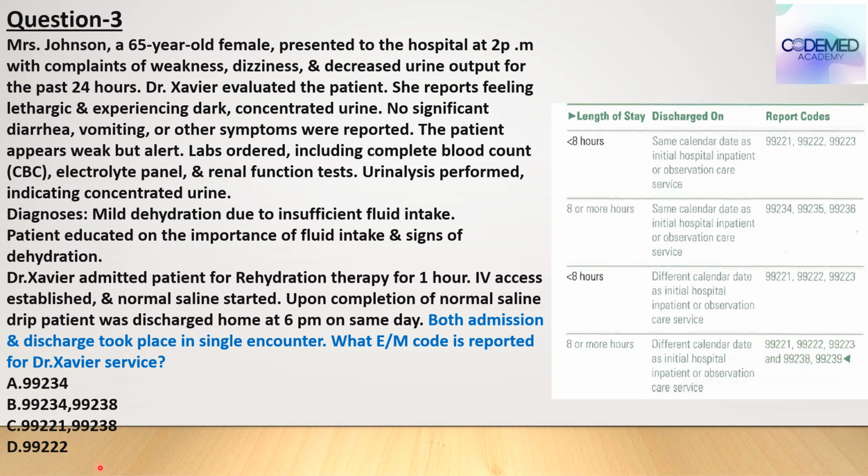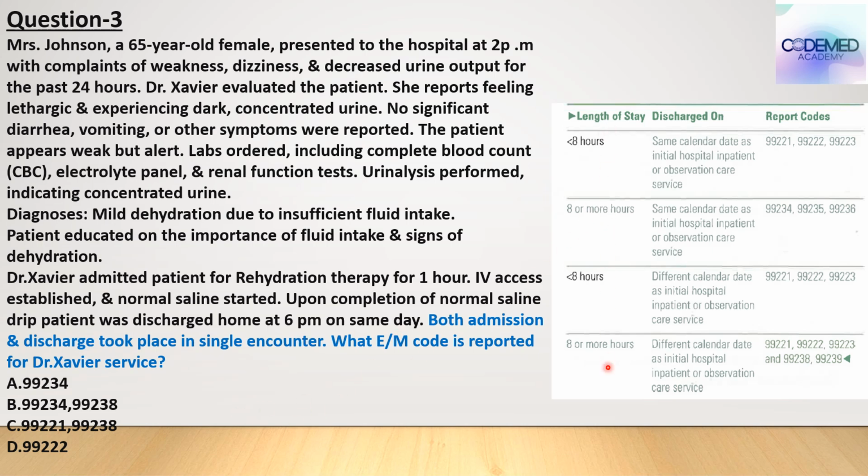Now in this case, the admission and discharge happened on the same day. So we have to look for the code. But wait, there is a guideline for the time. Time duration has to be 8 hours. Now let us see what our time duration is for this encounter. She was admitted in the hospital at 2 p.m. and she was discharged at, when was she discharged? She was discharged at 6 p.m. What is the time? 2 to 6 is basically 4 hours. So is she meeting the criteria of 8 hours or more?